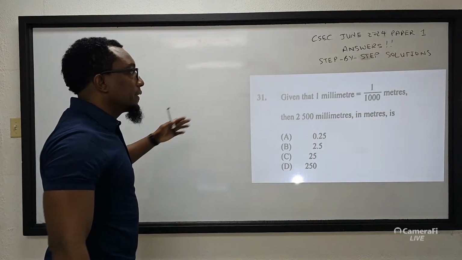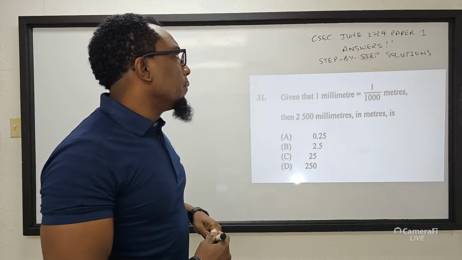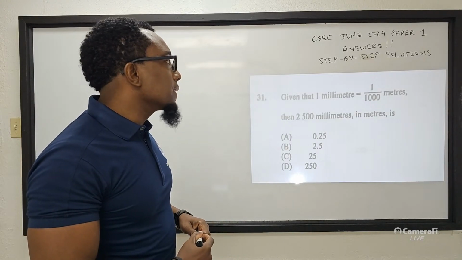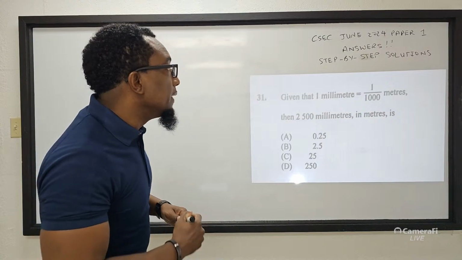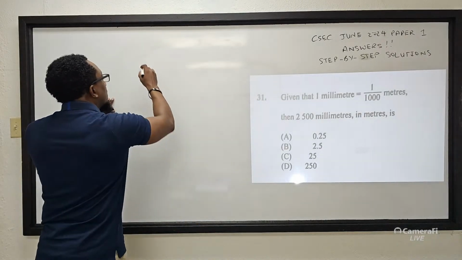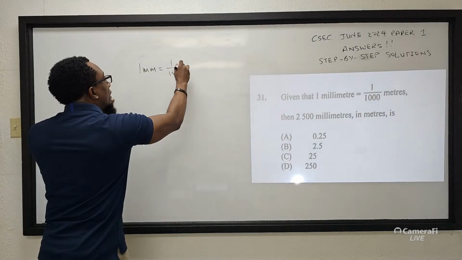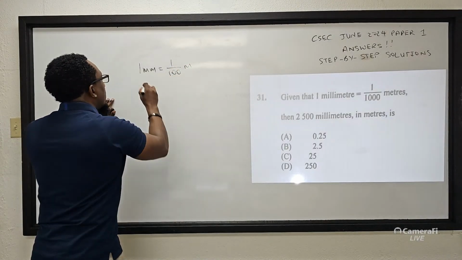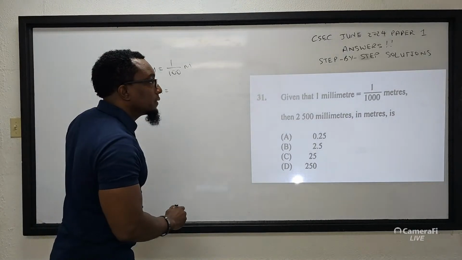Right, and again we would have done the same question. Given that 1 millimeter is equal to 1 over 1,000 meters, then 2,500 millimeters in meters will be. So again, you have that relationship. 1 millimeter is equal to 1 over 1,000 meters. Then 2,500 millimeters will be equal to what?